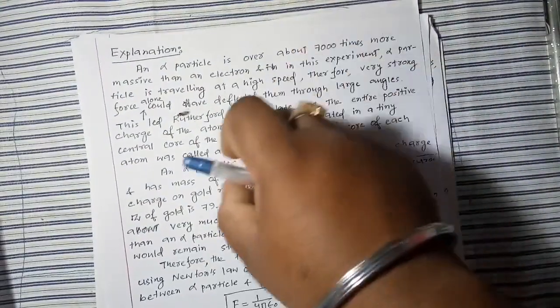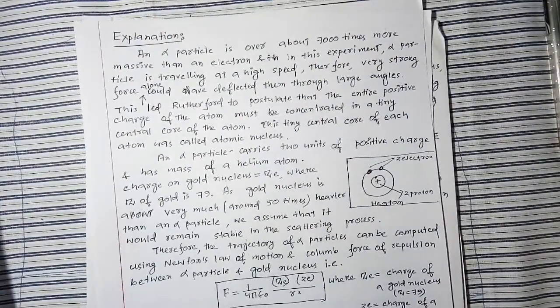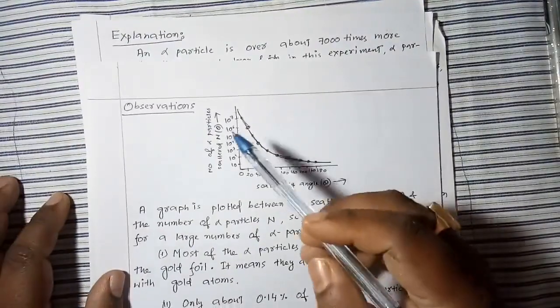Third observation is what? Around 1 in 8000 alpha particles will experience deflection with a scattering angle of more than 90 degrees. And 1 in 10 to the power 7, 1 in 100 lakhs, will reverse back in the same direction, the same path, okay?